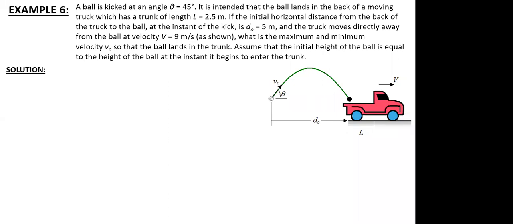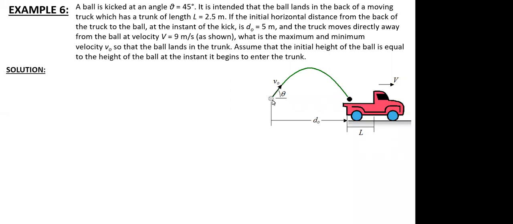Now there are two cases. Since they require the minimum and maximum velocity, they mean to say that if I kick with less speed, it will fall at the start of the trunk, and if I hit with some maximum speed, it will fall at the end of the trunk. Trunk is nothing but the back portion of the truck. So I have two ranges possible.